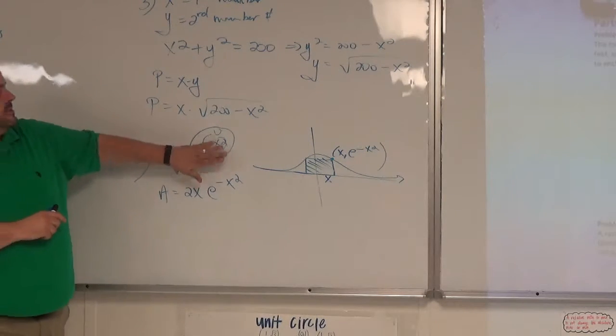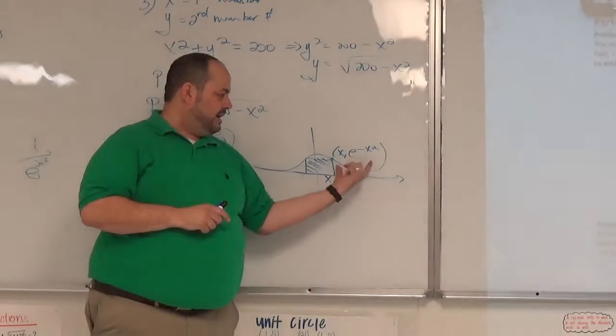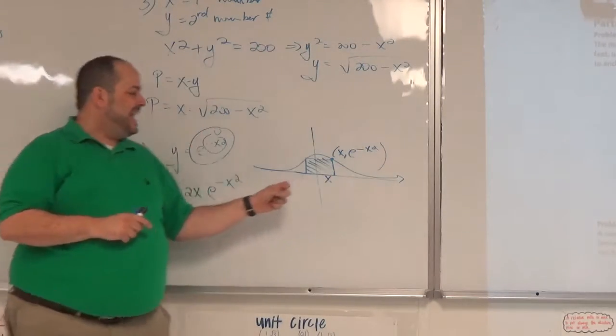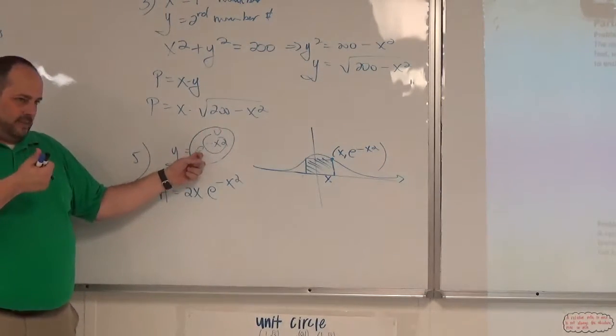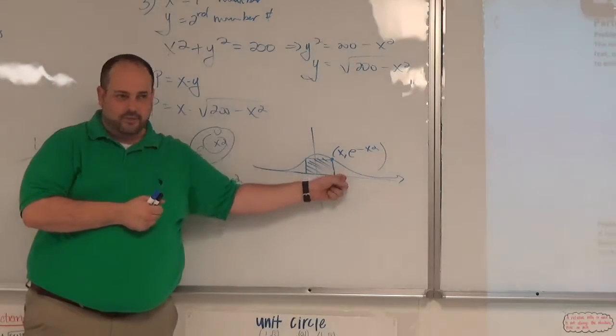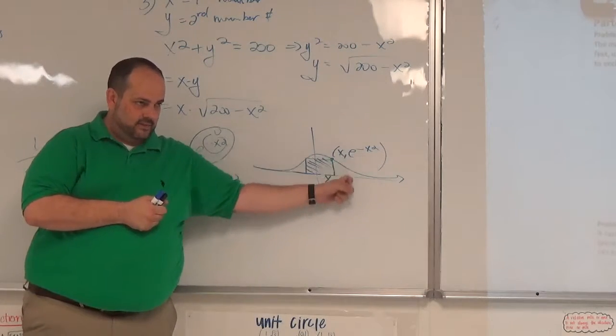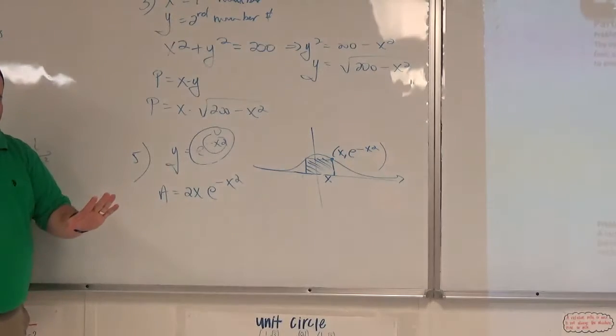This guy here represents the function y equals e to the negative x squared, but that's not what I'm trying to optimize. I'm trying to optimize the area of the rectangle, so I have to consider the length and the width. Everybody okay?